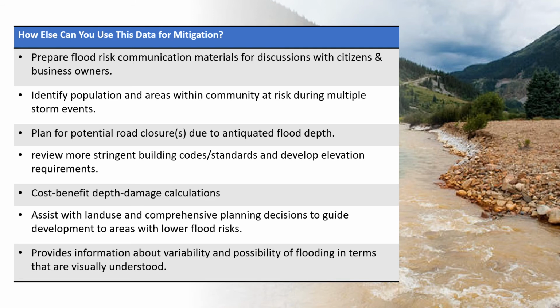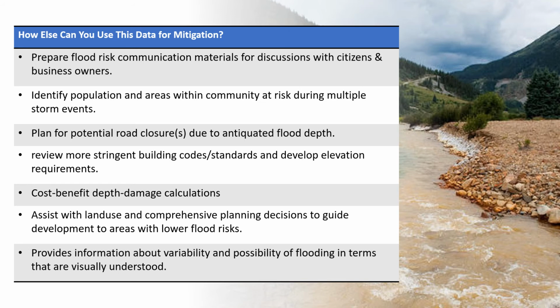So how exactly can depth grids be used for mitigation? Depth grids can be used to prepare flood risk communication materials for discussions with citizens and business owners. They can be used along with local data to identify population and areas within the community that could be at risk during multiple storm events.